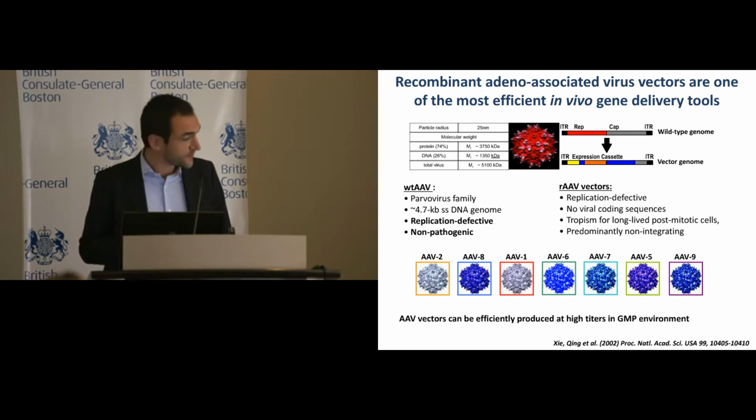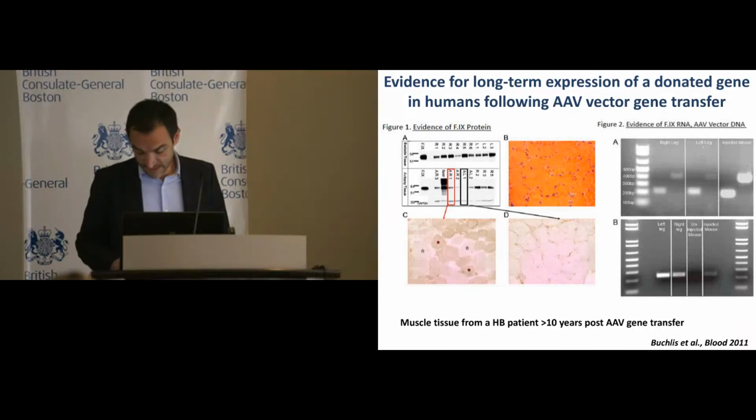One important point about these AAV vectors is that they can be produced in large quantity at a good level of purity, supporting clinical studies. Another very important point is that once they infect a cell and transfer the transgene, they can drive long-term expression of the donated gene.